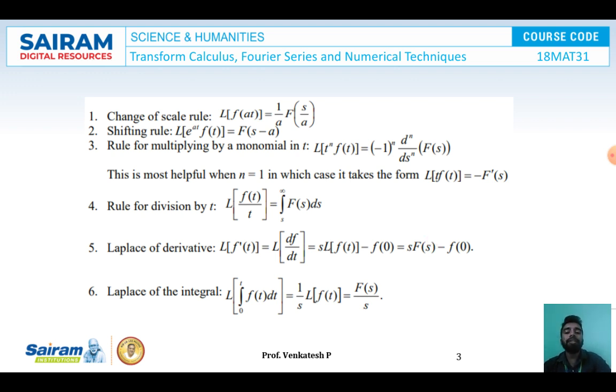And the last property is Laplace transform of integral 0 to t f of t dt. It will be equal to 1 by s into Laplace transform of f of t. It will be equal to F of s by s. So now we will be discussing the problems based on these properties.